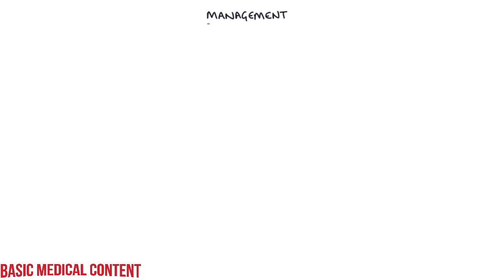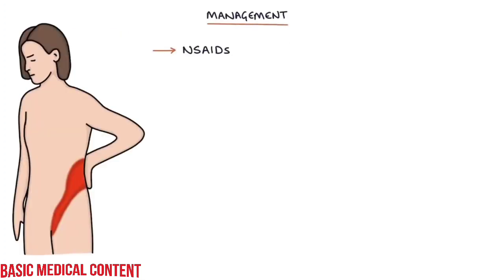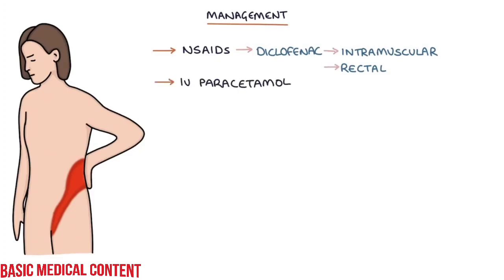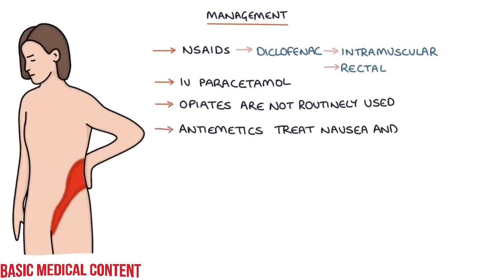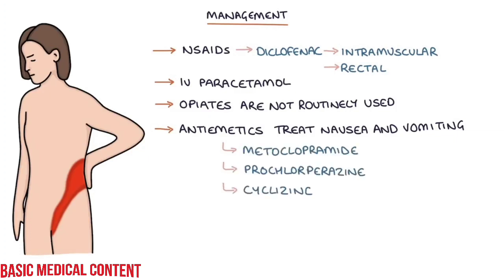Let's talk about management. Non-steroidal anti-inflammatory drugs are the most effective type of analgesia, for example, intramuscular or rectal diclofenac. IV paracetamol is an alternative where NSAIDs are not suitable. Opiates are not very helpful for pain management and they're not routinely used. Antiemetics are used to treat nausea and vomiting, for example, metoclopramide, prochlorperazine, or cyclizine. Antibiotics are required if infection is present.